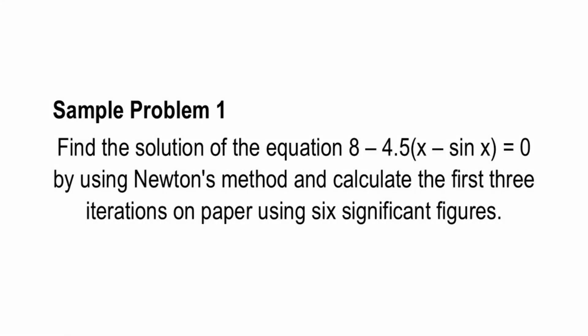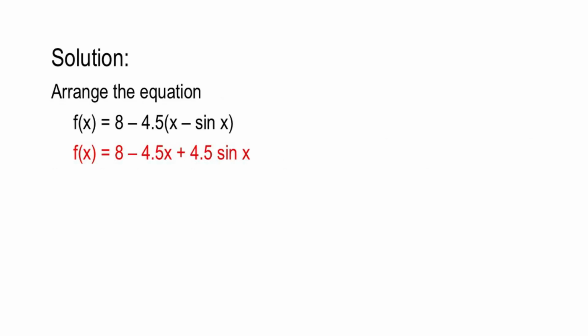So let's have sample problem number 1. Find the solution of the equation 8 minus 4.5 times (x minus sine of x) equals 0 by using Newton's method and calculate the first two iterations on paper using 6 significant figures. For our solution, first we arrange the equation: f(x) is equal to 8 minus 4.5 multiplied by (x minus sine of x). So we distribute 4.5. So f(x) now is equal to 8 minus 4.5x plus 4.5 sine of x.